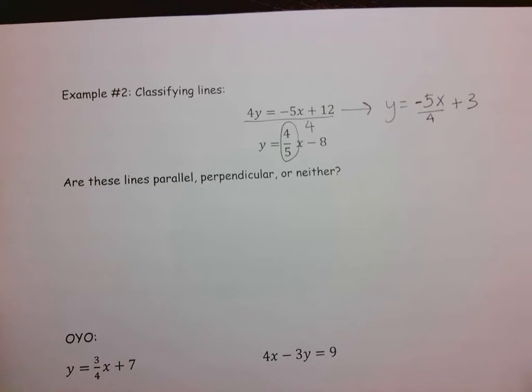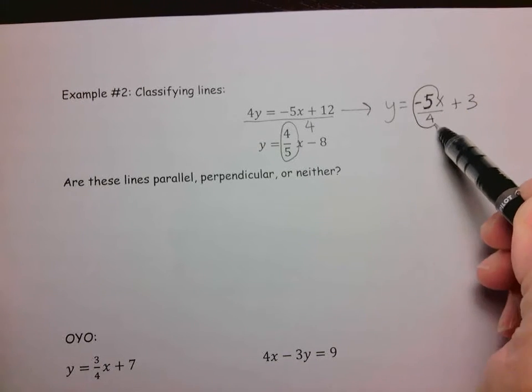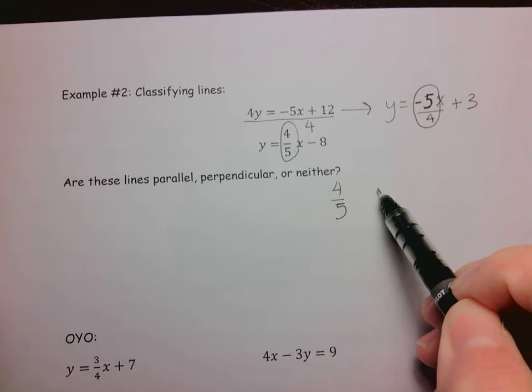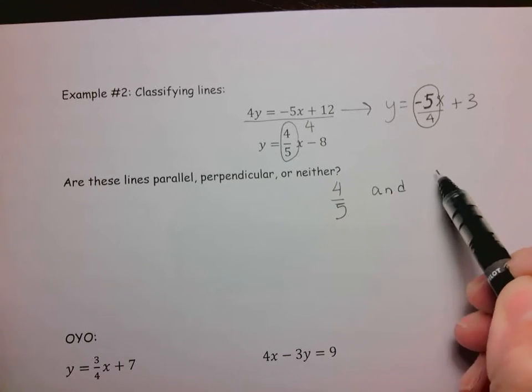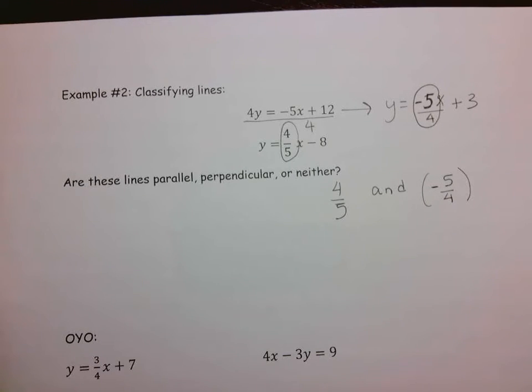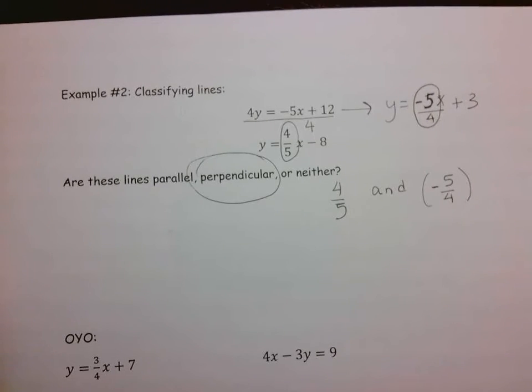Okay, so now what do I know about the slope of this line? I know the slope of one line is 4 over 5, and I know the slope of the other line is -5 over 4. So they are opposite reciprocals. So if they are opposite reciprocals, those lines are perpendicular.